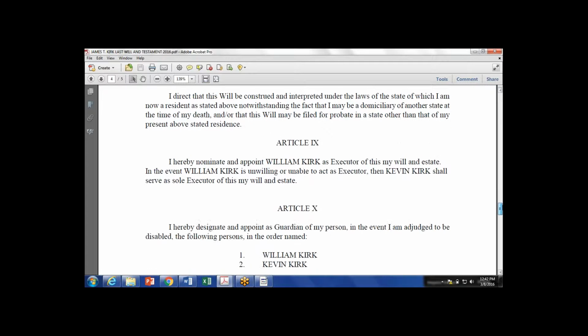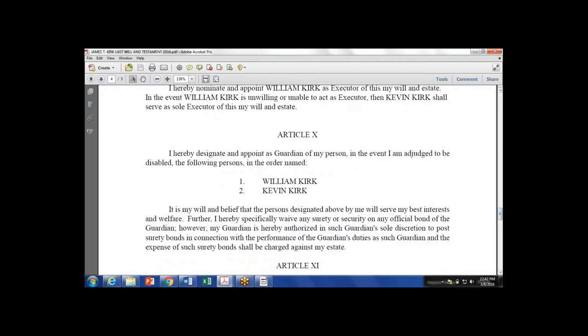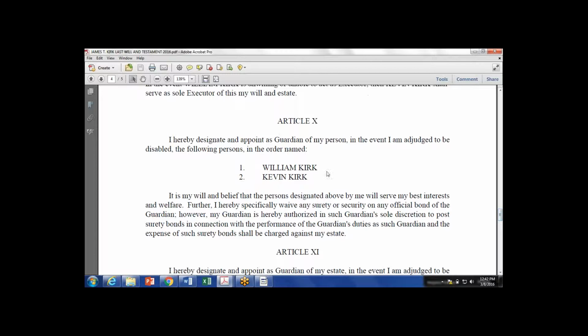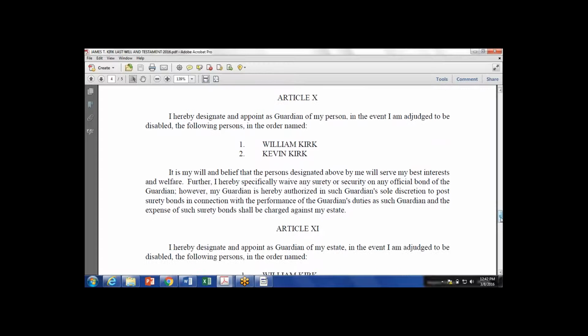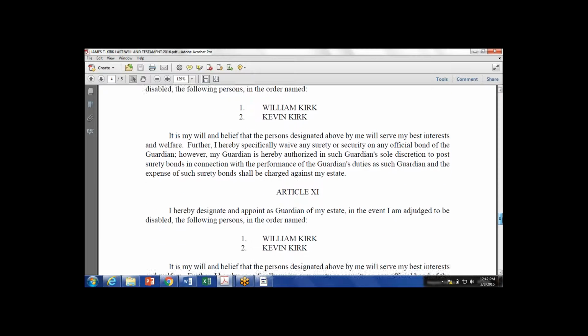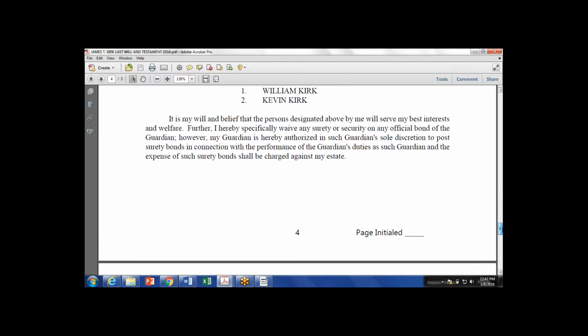So let's see. So that looks good. Guardian of the person always follows his health care, or strike that. Guardian of the person always follows his property power of attorney. I'm sorry, I said that right. I'm rushing. Guardian of the person follows health care. Guardian of the estate follows property. In this case, he's naming the same people. So you got William first and Kevin second. That is correct. And you did the same thing there.